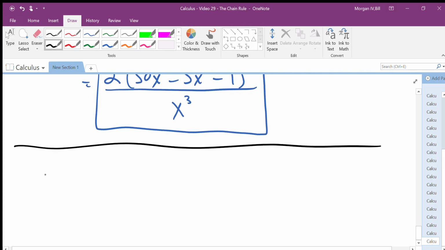Here we have m of x is equal to 6x squared over 2x squared plus 5.